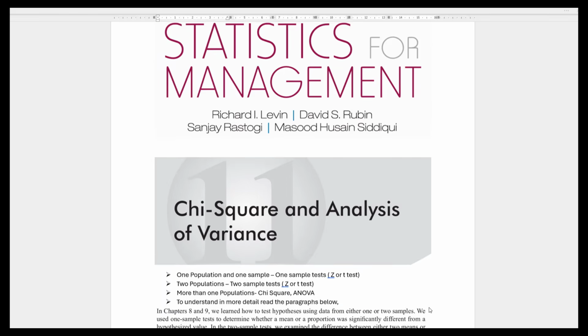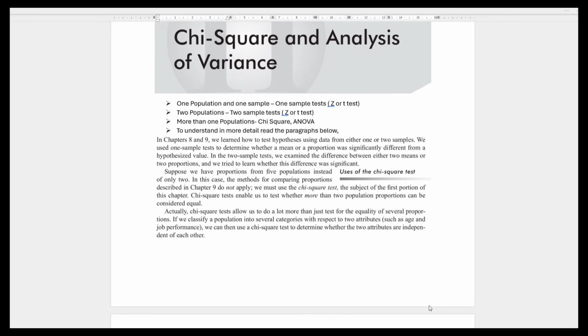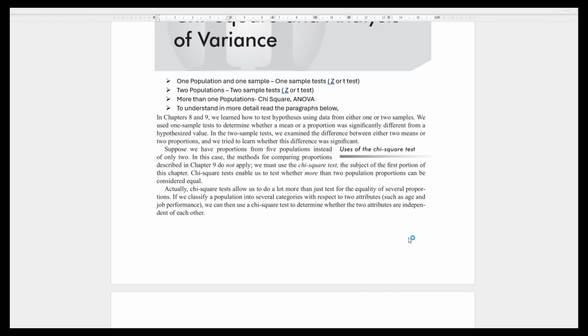So far we have seen how to carry out hypothesis testing with one population and one sample, for example z-test or t-test, or if we have two populations from where we take two samples, z-test or t-test, although that is not in our syllabus. But when we have more than one population, then we can use chi-square as well as ANOVA. To understand this in more depth, I suggest you pause the video and go through this explanation for better understanding.